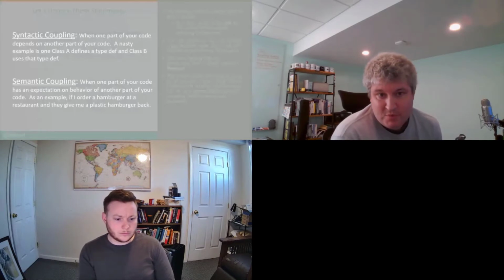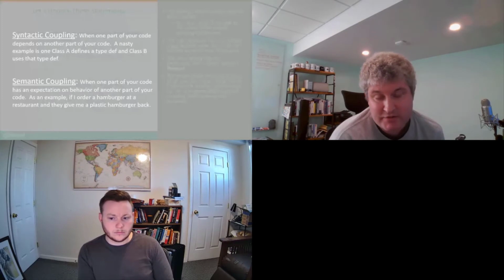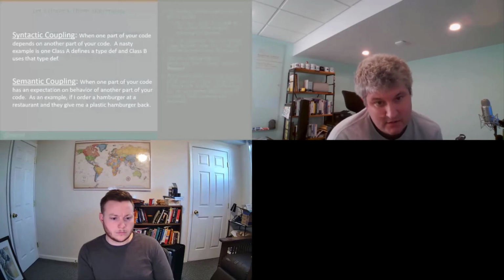So I threw out some buzzwords, so I'll just define them for you real quickly. Syntactic coupling: when one part of your code depends on another part of your code. And a nasty example is, say you have class A and it defines a type definition, and then class B uses that type definition. If class B has it in its private class data, that can be super fun. Semantic coupling: when one part of your code has an expectation on behavior of another part of your code. So now we're talking about behaviors and expectations. And so syntactic is literally the code that we're writing depending on each other, knowing about each other, and semantic is expectations that are difficult to code into the software, but they still have that.